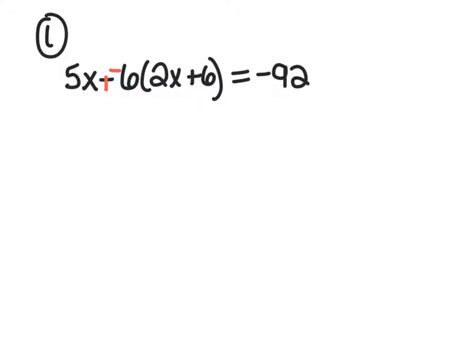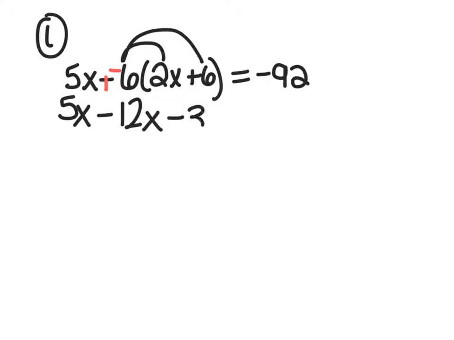Okay, so I'm just going to start bringing down, I have 5x, that didn't change, right? And then I have negative 6 times 2x. Well, negative 6 times 2 is negative 12x. Okay, I could have written that as plus negative 12x. That would have been fine too. And then I have negative 6 times 6, which is a negative 36. And again, I could have written that as plus negative 36. All of that is still equal to negative 92.